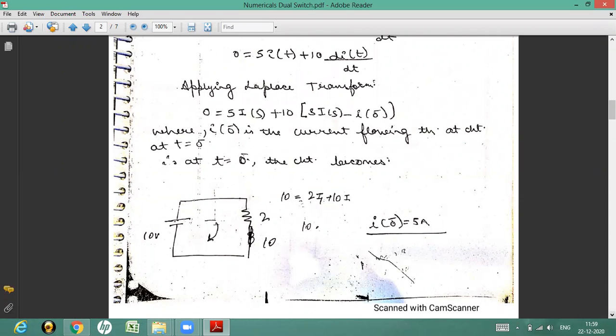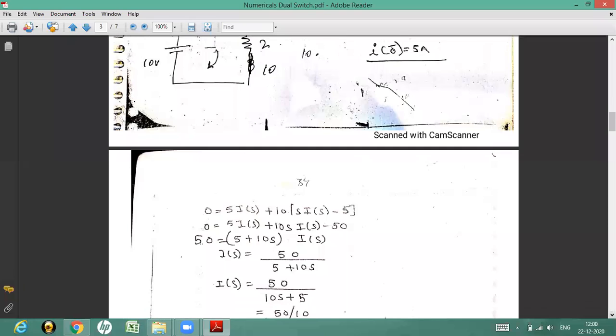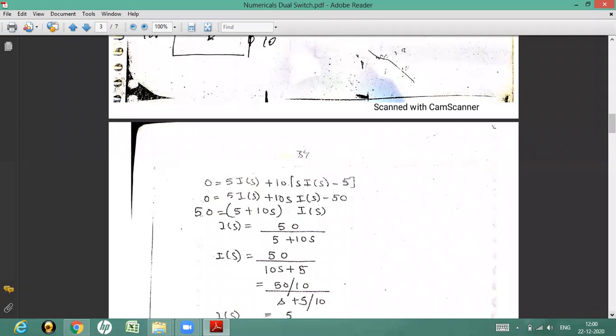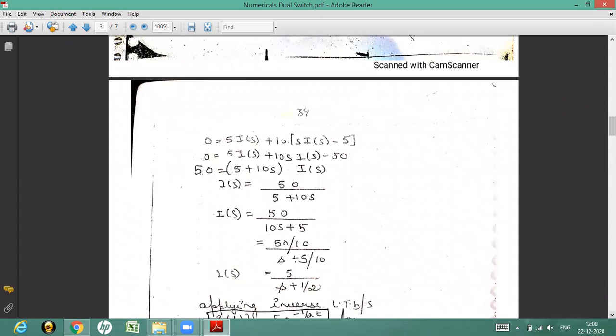I can substitute this 5 ampere in the above equation, so your equation will look like this: 0 is equal to 5I(s) plus 10 bracket sI(s) minus 5. I can open the bracket, get the results, and finally what we are getting is I(s) equal to 5 upon s plus 1 by 2. By simple modification using mathematical equations, you get I(s) equal to 5 upon (s plus 1 by 2).